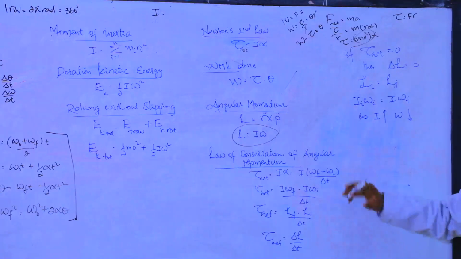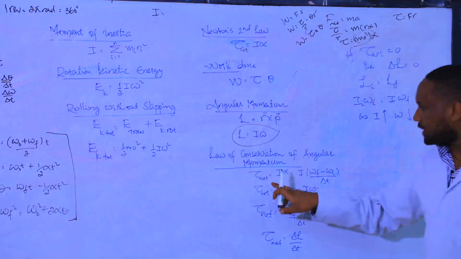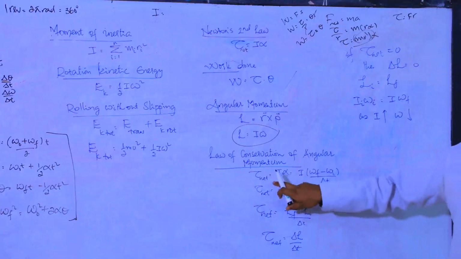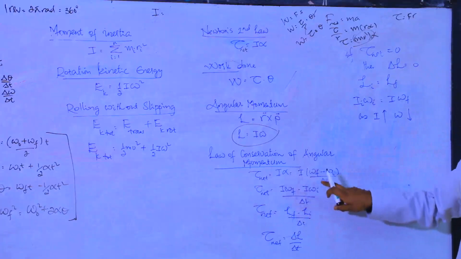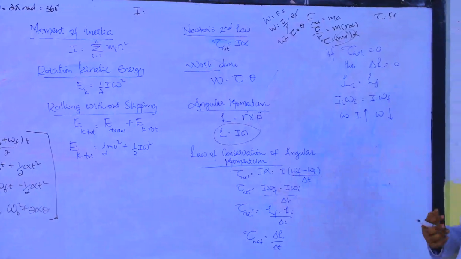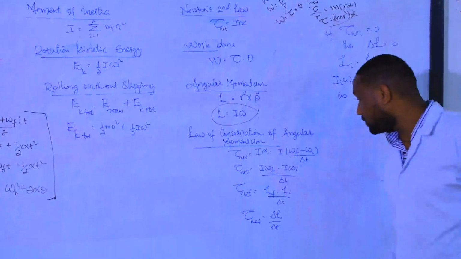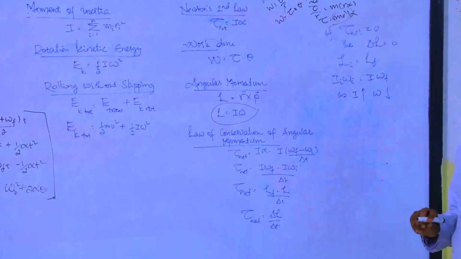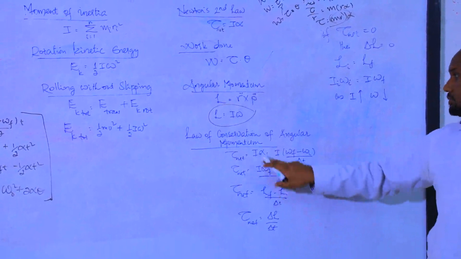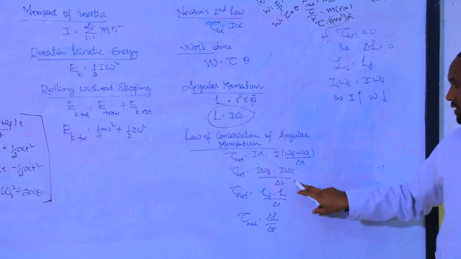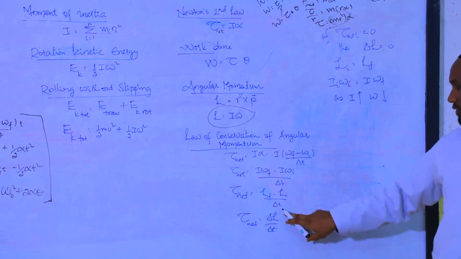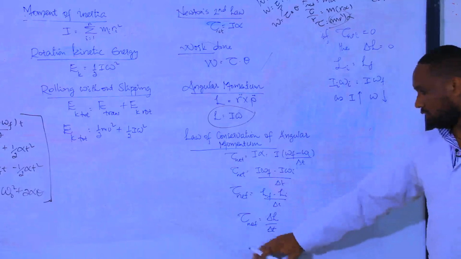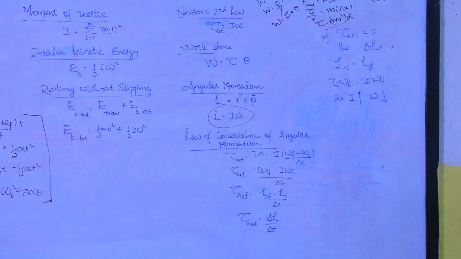So if we rearrange Newton's second law, we come up with net torque acting on an object is equal to I times alpha. We know that alpha is equal to final angular speed minus initial angular speed divided by change in time. So I times omega final is angular momentum final, minus angular momentum initial, divided by change in t. So net torque is equal to change in angular momentum over change in t, or the net torque acting on an object is equal to the rate of change of angular momentum.